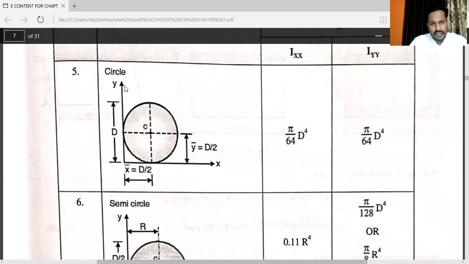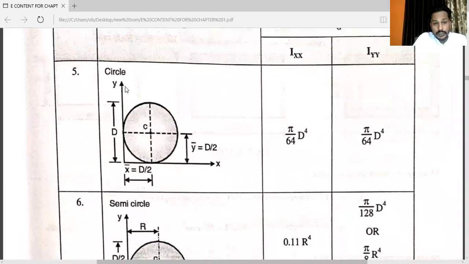This is another shape, that is circle. See, for the circle, you can see this diagram very, very carefully. See, for each and every diagram, where is the horizontal axis and where is the vertical axis? That is very, very important. See, the diameter of the circle is given, that is D. Y bar is given, that is capital D by 2. X bar is also given, that is D by 2. This is the centroidal point. Here Ixx is equal to pi by 64 into d raised to 4. Again, Iyy is equal to pi by 64 into d raised to 4.